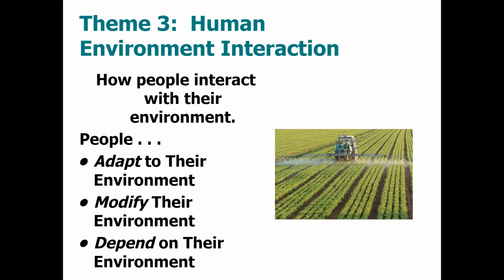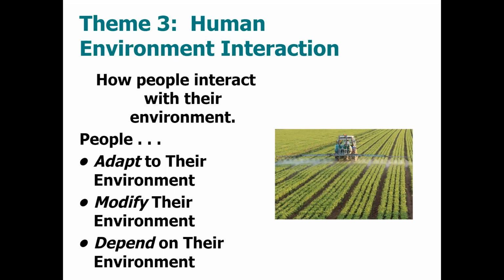And this is how people interact with their environment. Okay, so again, it's kind of a longer theme to remember. All right, but human environment interaction. And this is the different ways people interact with their environment. So let's look at some of those ways that people interact. So people adapt to their environment. People modify their environment. And people also depend on their environment.